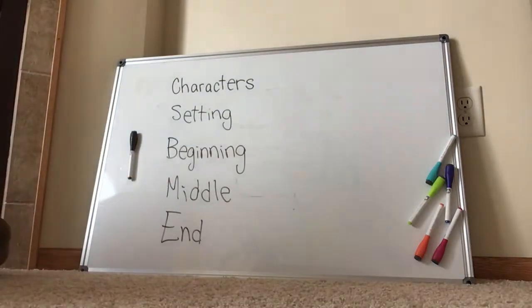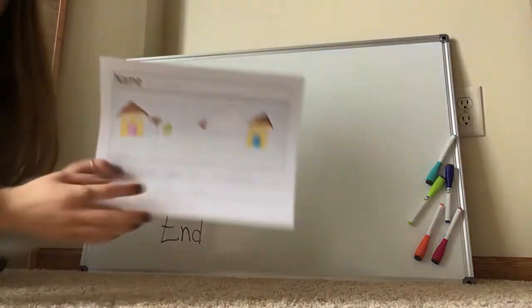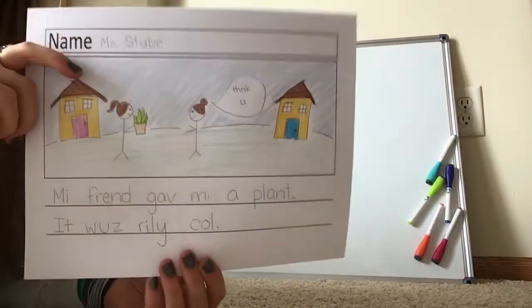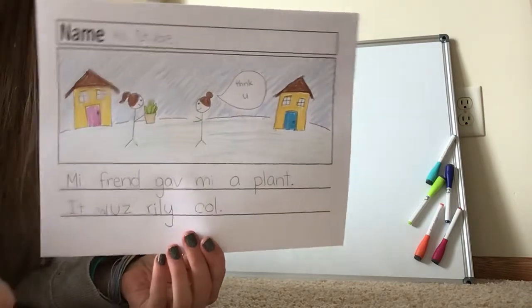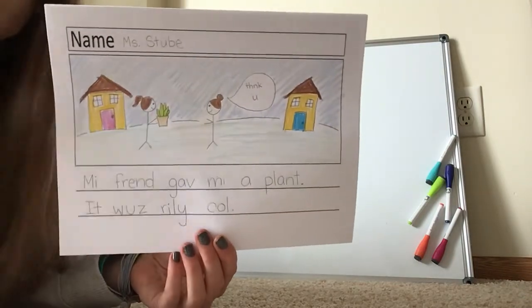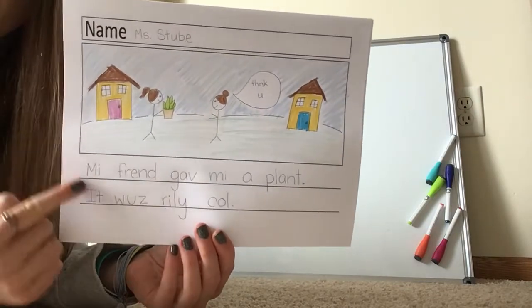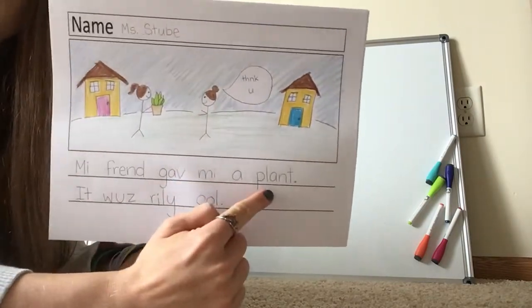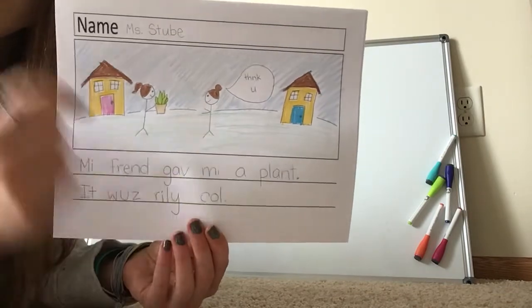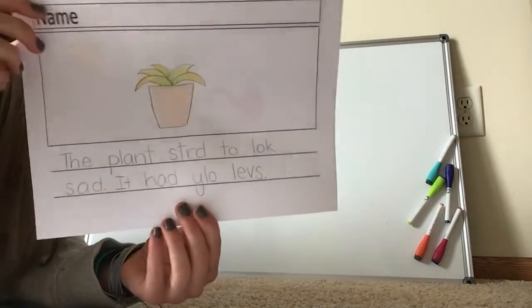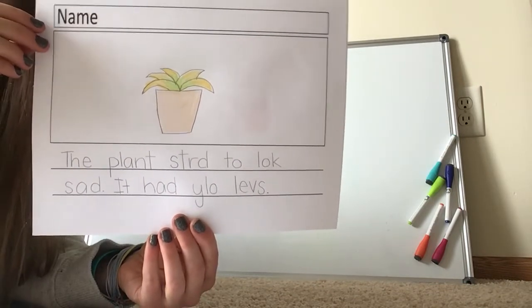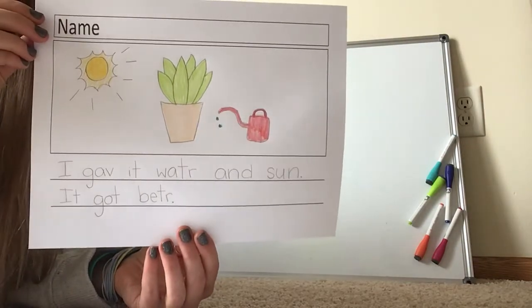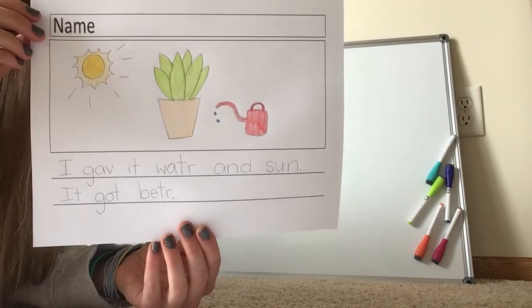Let me grab it. All right, so here it is. So right at the top, I wrote my name, Miss Stubby. That's me. And then I started to write my story. So first, I'm just going to read it to you. My friend gave me a plant. It was really cool. The plant started to look sad. It had yellow leaves. I gave it water and sun. It got better.